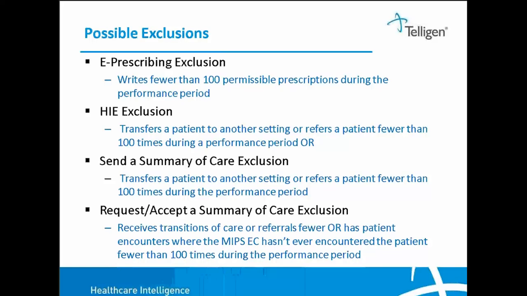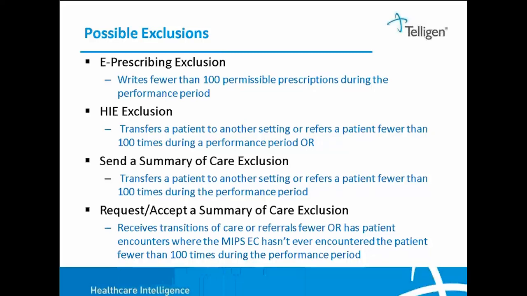The HIE exclusion, which is in the transition measure set only, is for any MIPS eligible clinician who transfers a patient to another setting or refers a patient fewer than 100 times during a performance period. The send a summary of care exclusion is in the PI measures only. And this one is any MIPS eligible clinician who transfers a patient to another setting or refers a patient fewer than 100 times during the performance period. And remember, your performance period could be 90 days up to a full year.